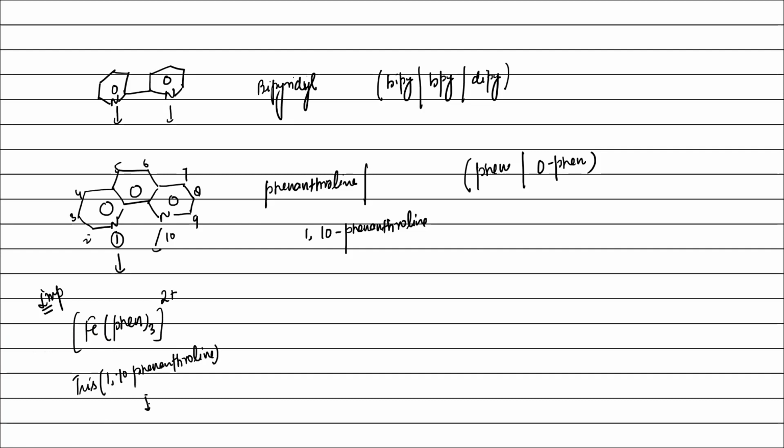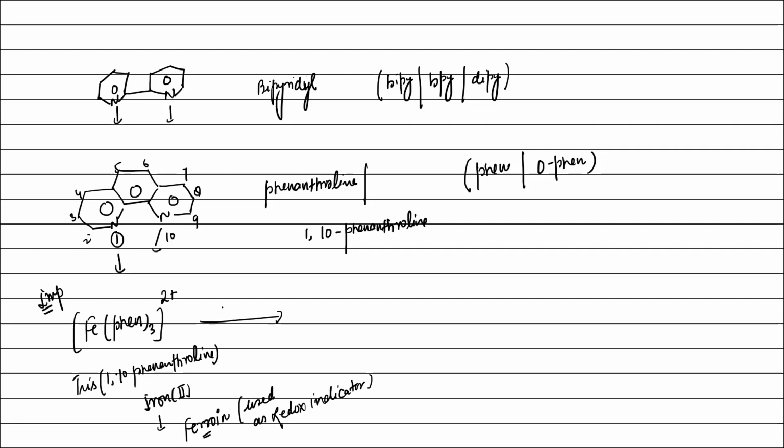This complex is commercially used as a redox indicator, and the commercial name of tris(1,10-phenanthroline) iron 2 is ferroin. It means it changes color in those reactions where oxidation and reduction occur, right?